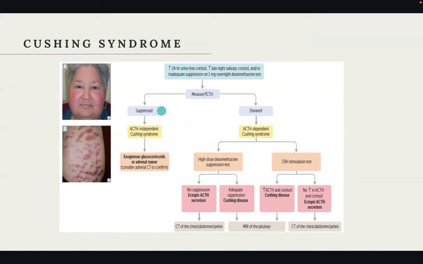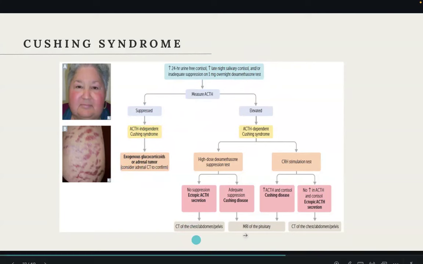So if it's suppressed by dexamethasone, if I gave a low dose, which is 1 milligram of dexamethasone, which essentially is giving fake cortisol. If it is suppressed, then this means that my problem is not in the pituitary, because if it was in the pituitary, it wouldn't be suppressed. This means that I gave cortisol and it was enough to suppress my pituitary. So this means that my problem is in the gland. I have an adrenal tumor, right? So this is where we are going to go and confirm it by CT.